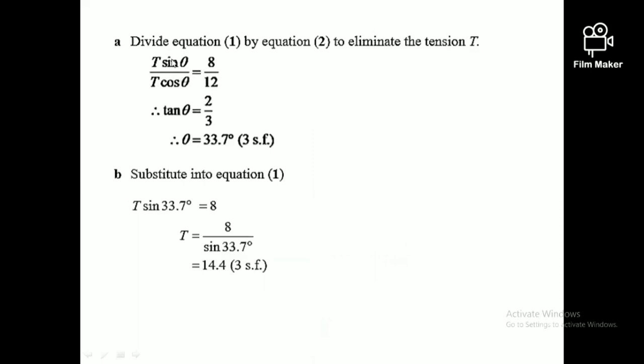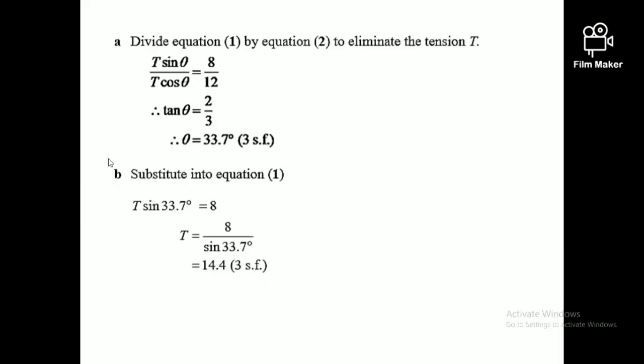Therefore, I'll divide the first equation by the second equation. Then this T and this T get cancelled. Sin divided by cos is tan. Therefore, tan theta equals 8 over 12, which is 2 over 3. Theta becomes tan inverse 2 over 3. Tan inverse 2 over 3 is how much, children? 33.7. Use your calculator and see whether you can obtain the answer. Remember that your calculator should be in degree mode, since the answer obtained here is in degrees.